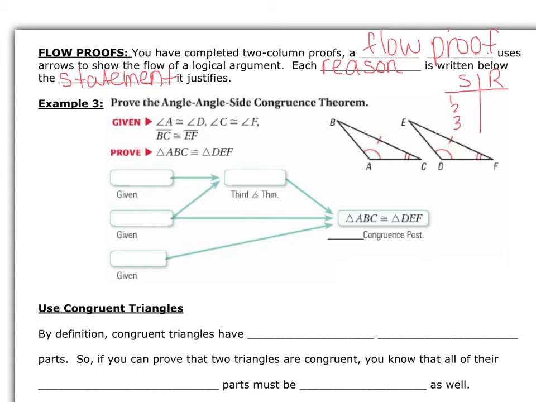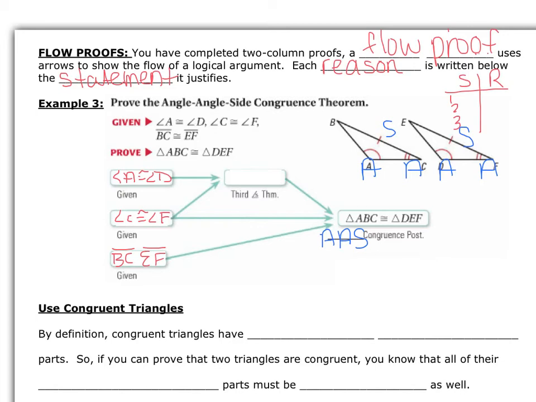So it is given that angle A is congruent to angle D, angle C is congruent to angle F, and BC is congruent to EF. Remember, always check your picture and make sure it's marked. All right, so you have 2 angles and a side, angle, angle, side. So by the angle, angle, side method, you can say that these triangles are congruent.